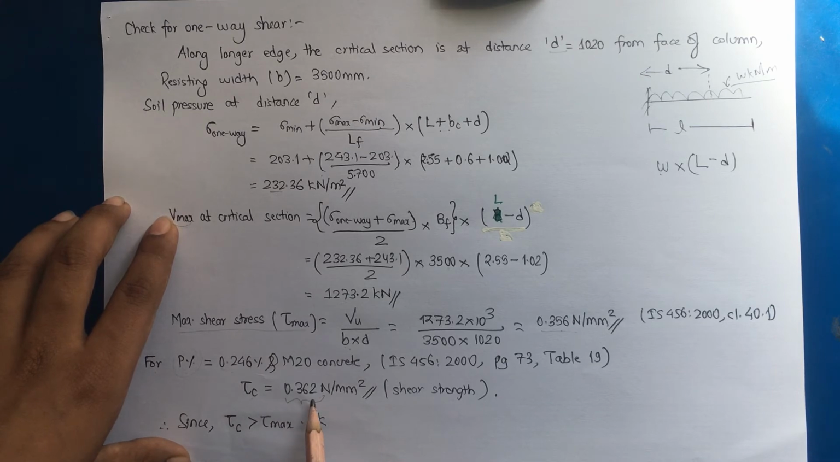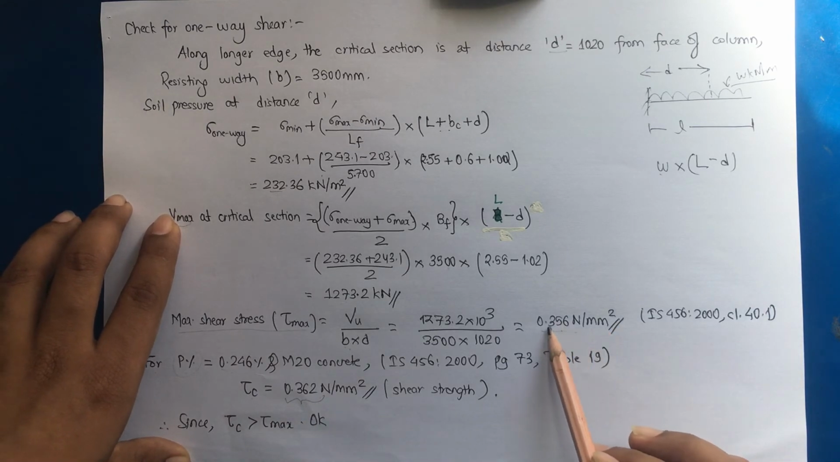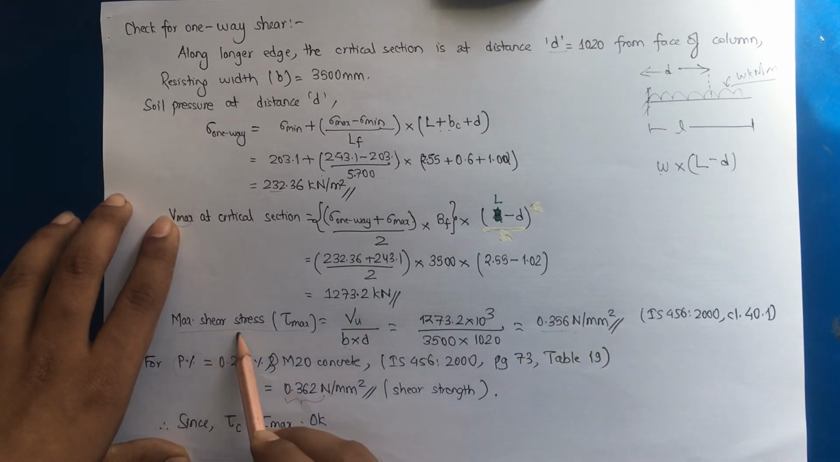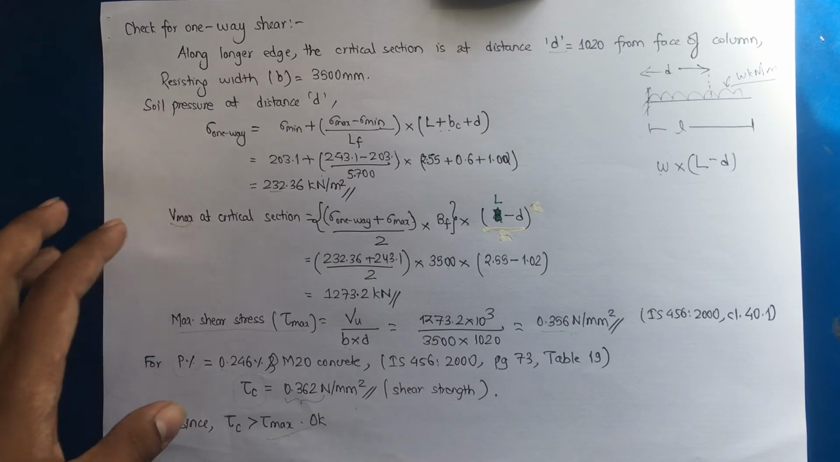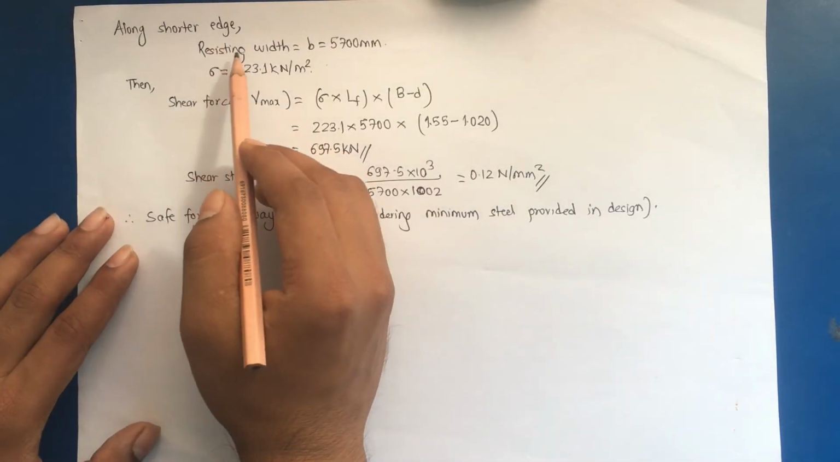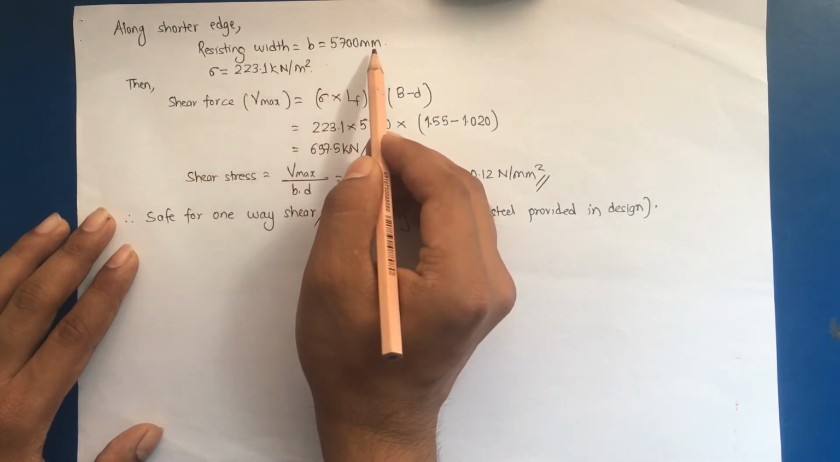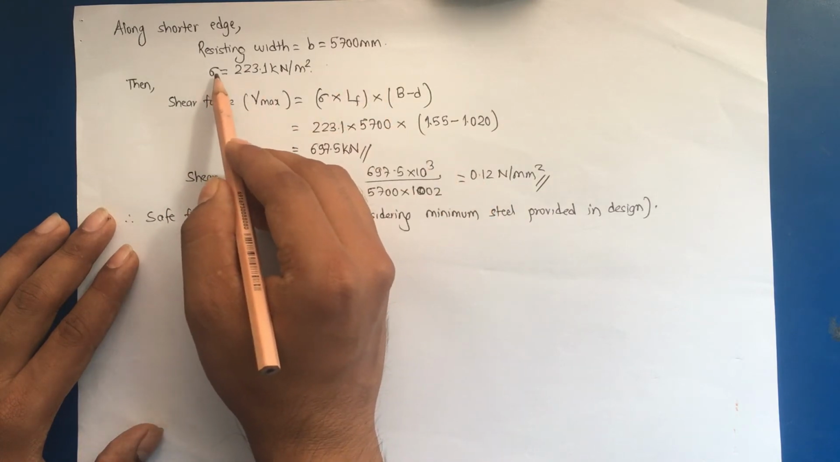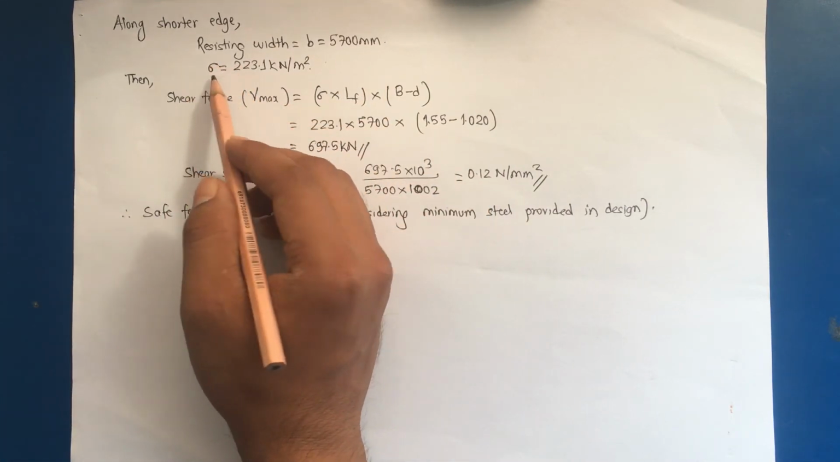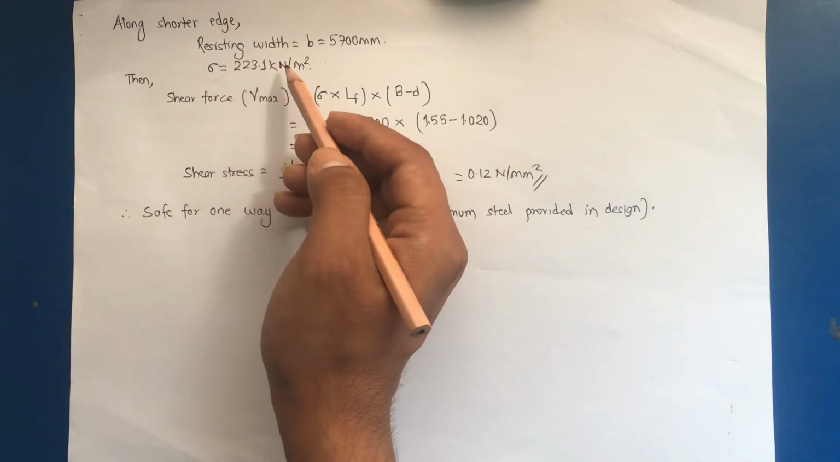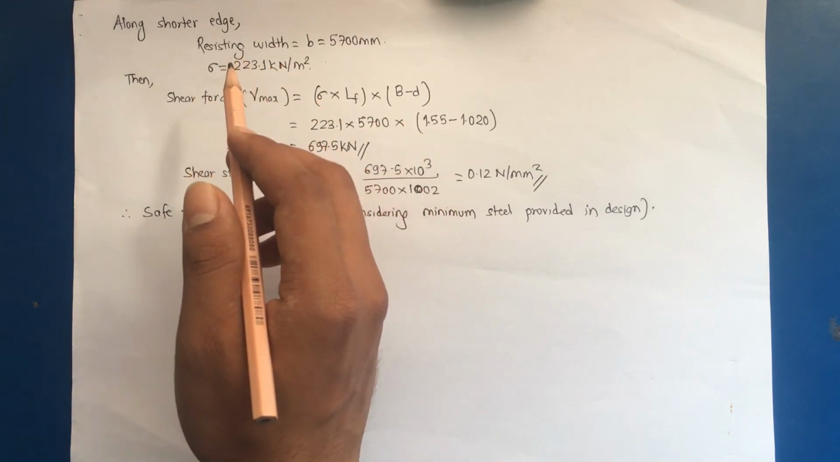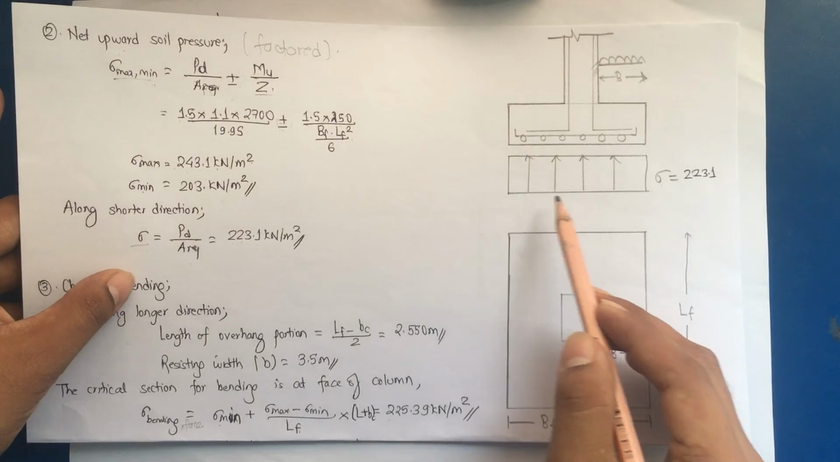So tau C is 0.362 and the maximum shear stress is 0.356. So we see that the shear strength of concrete is greater than the maximum shear stress acting. So it is okay for one-way shear along the longer edge. Similarly, along the shorter edge, the resisting width will be 5700 mm and the soil pressure is 223.1 kilonewton per meter square, considering a uniformly distributed load.